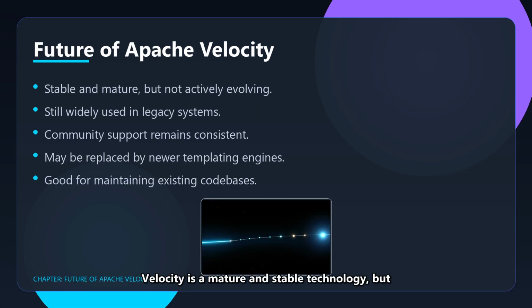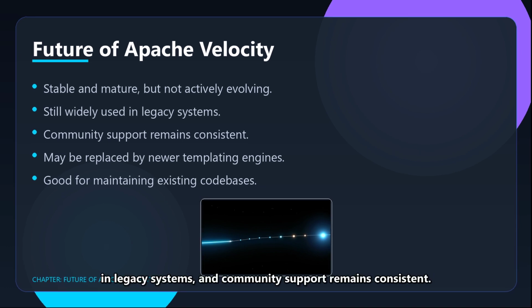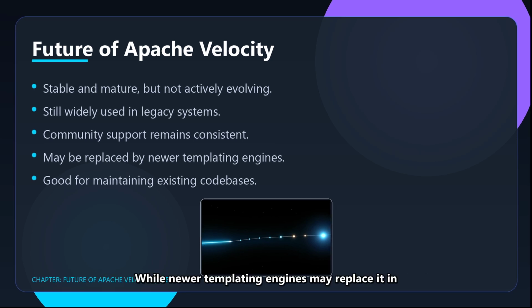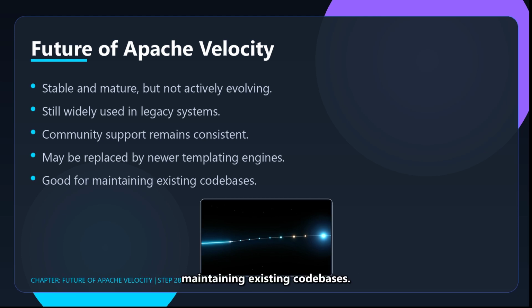Velocity is a mature and stable technology, but it's not actively evolving. It's still widely used in legacy systems, and community support remains consistent. While newer templating engines may replace it in new projects, Velocity remains a solid choice for maintaining existing codebases.